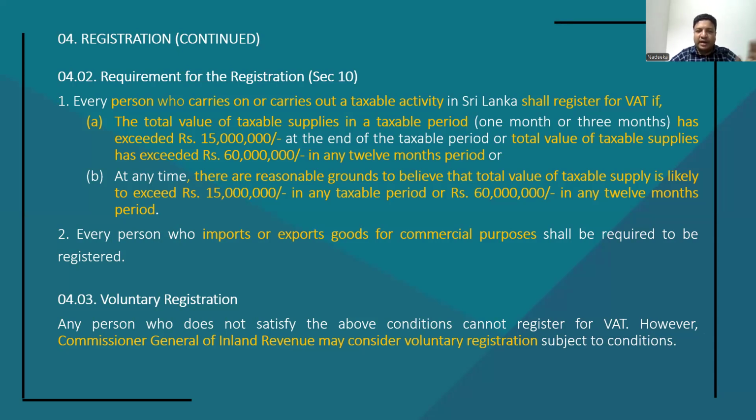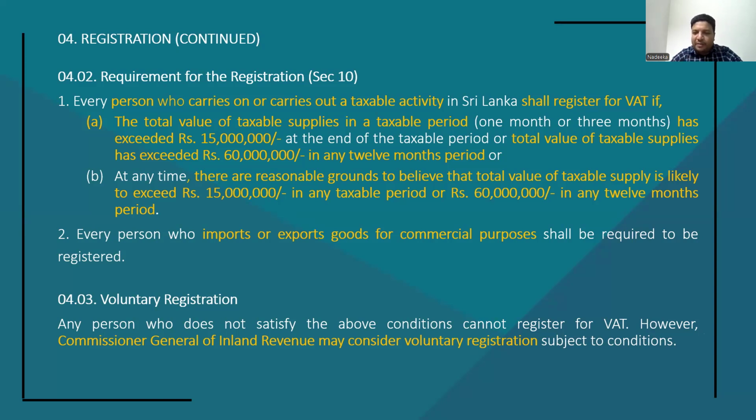So if you look at A and B, A is basically based on your historical information. B, your future information. Now, after your taxable period, could be a 1 month or 3 months period, you take your financial information and calculate the value of taxable supplies that you have made during that taxable period and see if you have exceeded 15 million in that particular taxable period. So if you have exceeded that, you must go and register.